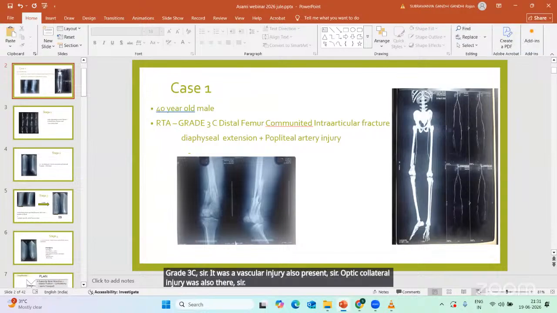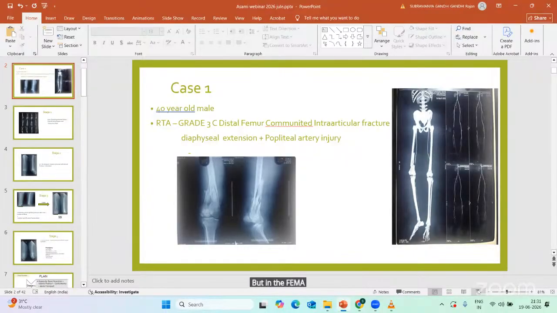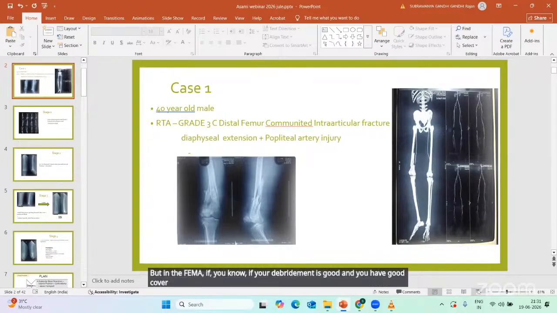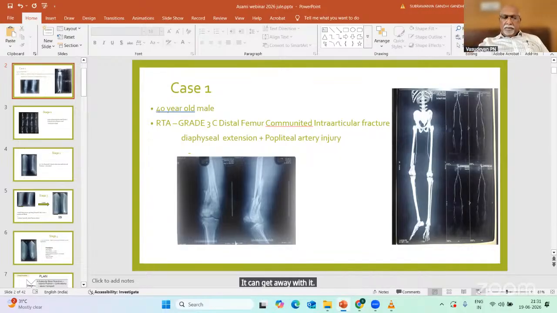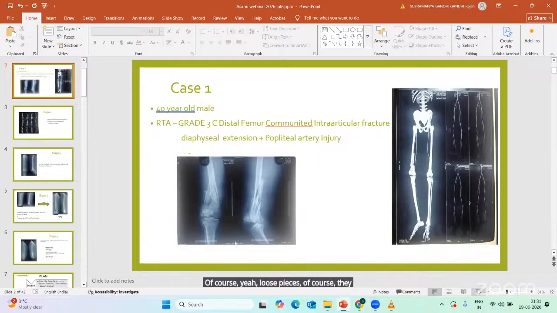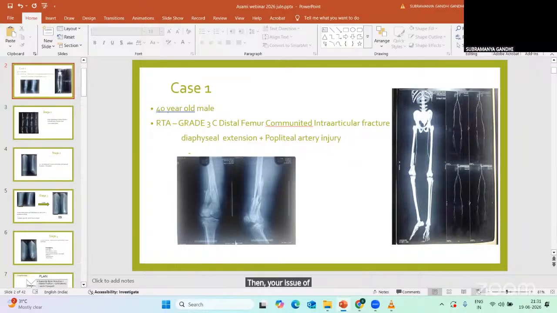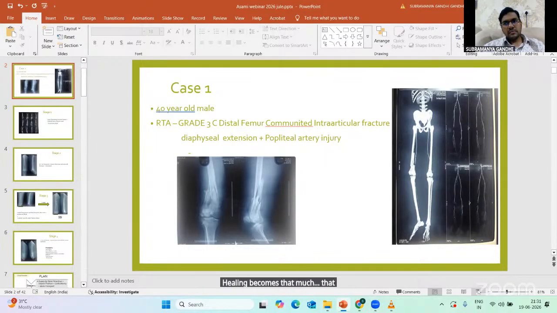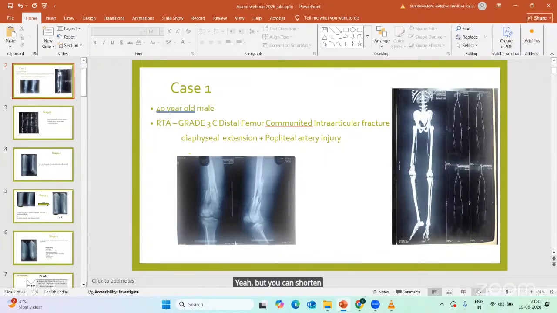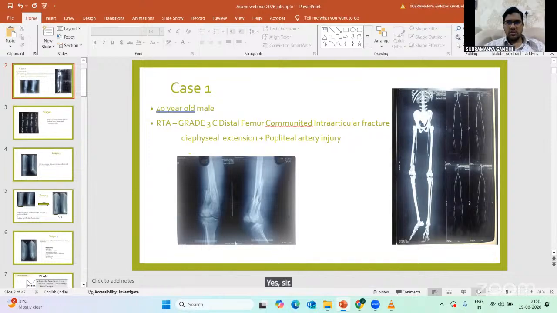But in the femur, if your debridement is good and you have good cover, you can of course get away with it. Loose pieces, of course, are not going to contribute. But if you shorten, then the issue of healing becomes less. Vascular repair was there, sir. Yeah, but shortening 1-2 centimeters is good for the vascular repair also. In the initial stage itself, they should have done it. Yes, sir. There should not be any distraction.